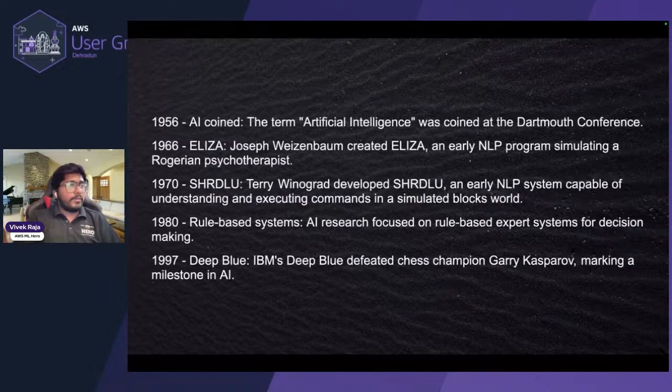So let's first start with how AI started. AI was termed in 1956, along with a very early NLP program, natural language processing. No, it never came after ChatGPT. It was way before that. ChatGPT is just a tool that works on LLMs, which are basically Gen AI. We had a lot of NLP systems before that, and rule-based systems as well. In 1997, IBM's Deep Blue defeated the chess champion Garry Kasparov, which was a huge thing back then.